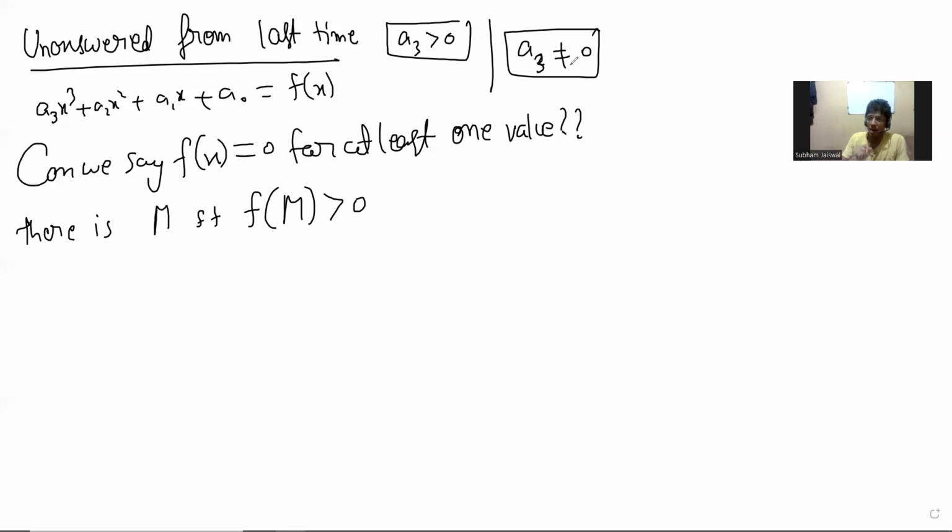We know that there is some m for which it is positive. That much we know. Can we say that it is 0 for at least some x? Or the same thing, you can use the word root, but it's the same thing. It doesn't make the problem easier. This is a very interesting question.